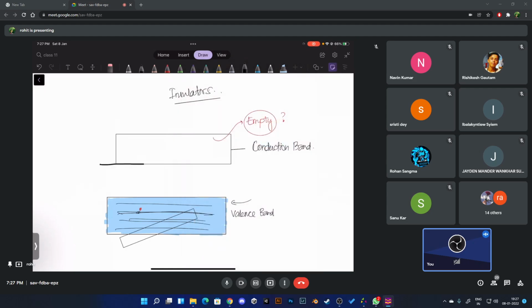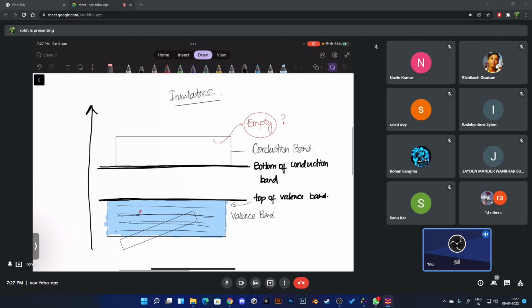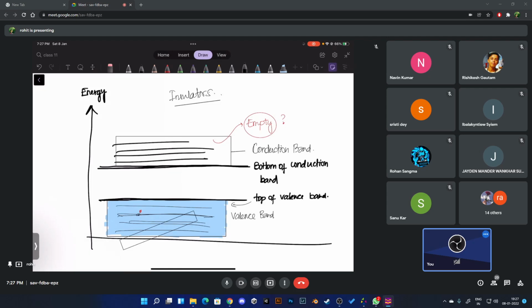What is this called? Will I call it conduction band or the bottom of the conduction band? Bottom of conduction band. Okay, what is this? Top of which band? Valence band. Don't forget, as I go up, what increases? Do you agree that energy increases when I go up in this diagram? These are energy level diagrams, right? All these are energy values here.